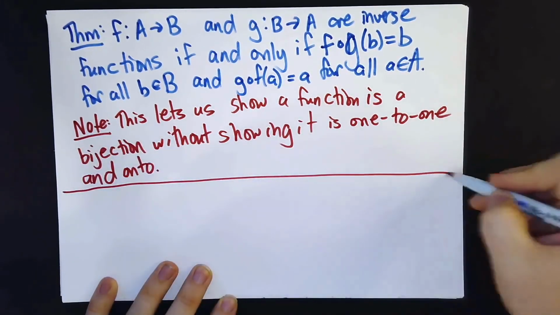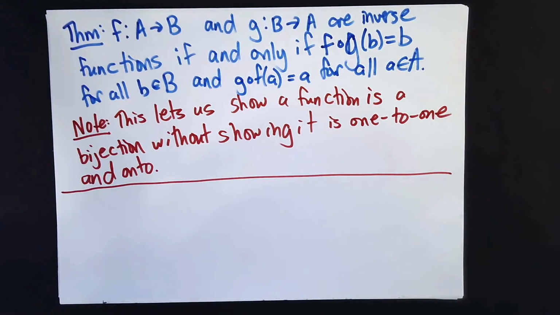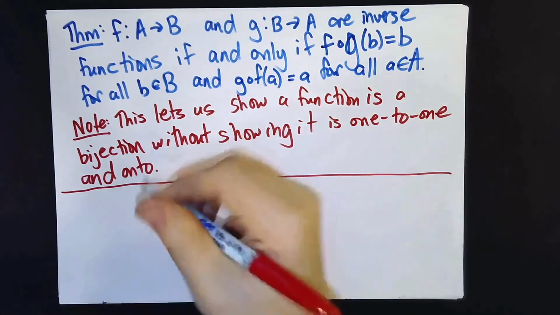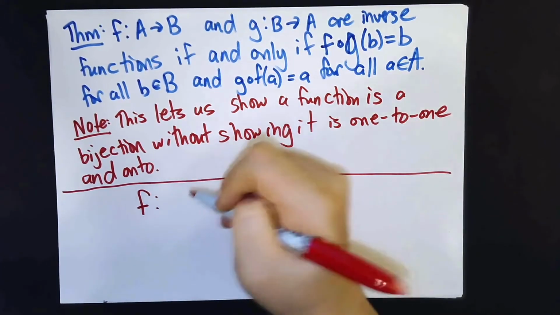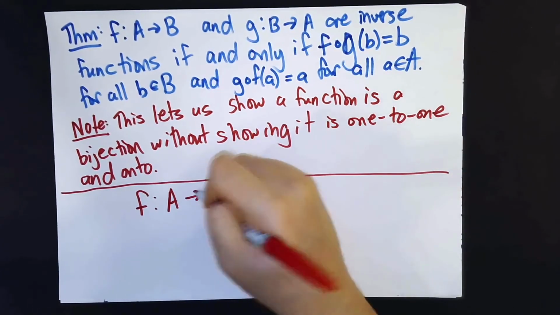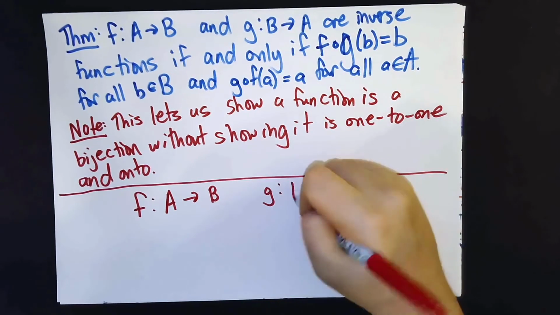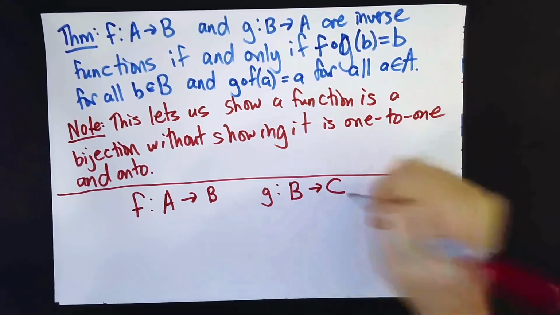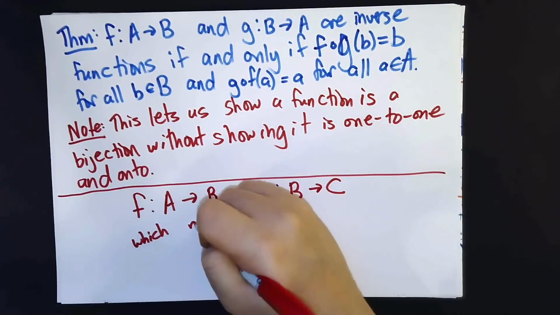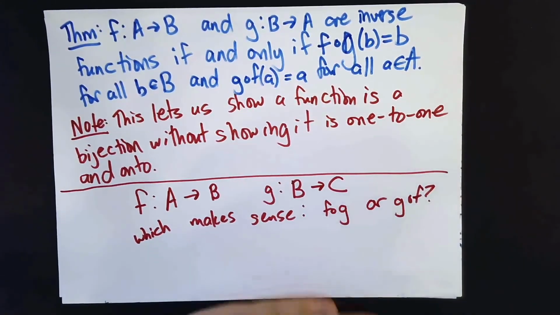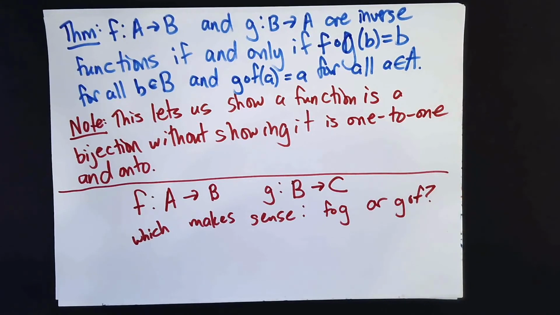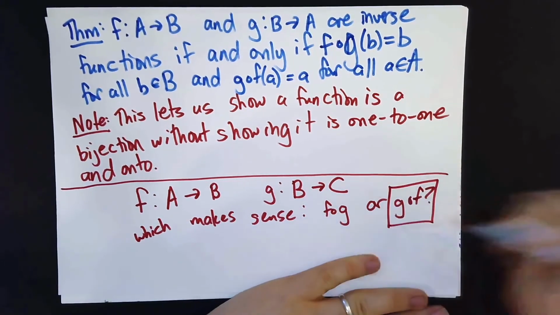So last up, I want to talk about function composition in more generality. And so when I say more generality, what do I mean? I mean, I'm going to have a function f from A to B, and a function g from B to C, and I'm going to ask, which makes sense? F of g or g of f? And it's not the case that both make sense. And the answer is g of f is the one that makes sense.